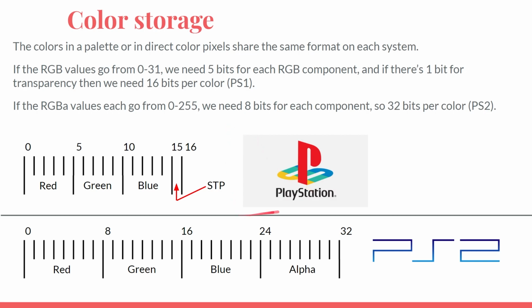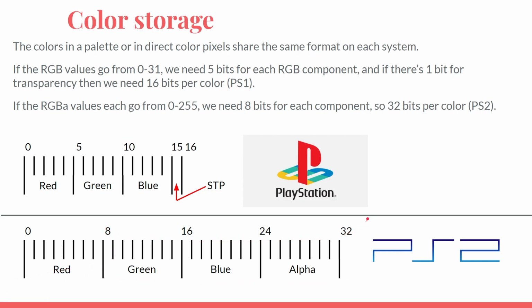On PS1, the colors are stored like this. They're stored as 2 bytes, with the lower 5 bits storing the red value, the next 5 bits storing the green value, the next 5 bits storing the blue value, and then there's 1 bit left over, which is called STP, or semi-transparency processing. That bit sort of represents the alpha value, but it's not exactly, and we'll get into that later.